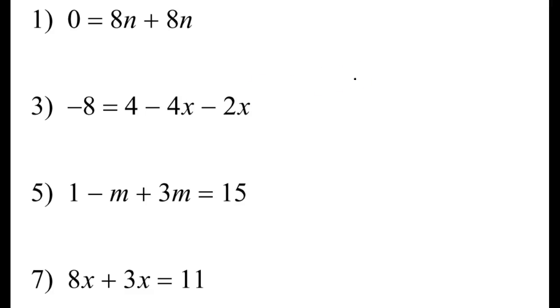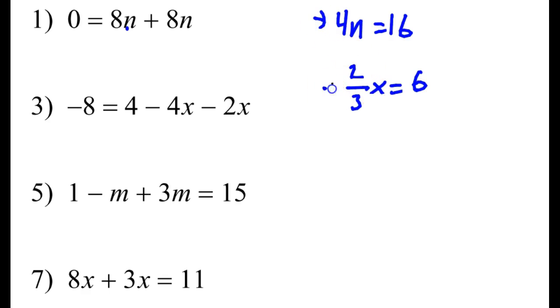So, for instance, here you can see there's two sets of variables. Now you have to think about everything we solved up to this point, something like 4n equals 16, or even 2/3 x equals 6. All of them always had one variable. So your goal is always to get it back to something you know how to solve.